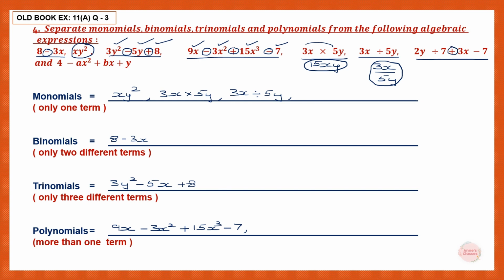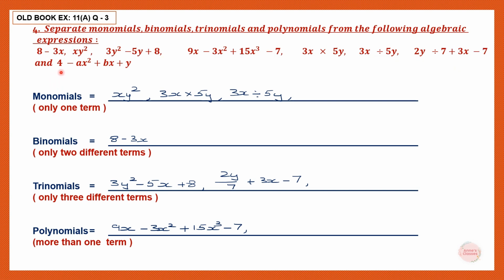There's one sign here and one sign here. So two signs means three terms, because 2y divided by 7 can be written like this: 2y divided by 7. Then we have plus 3x minus 7. So how many terms do we have now? 1, 2 and 3. So it is a trinomial: 2y by 7 plus 3x minus 7.